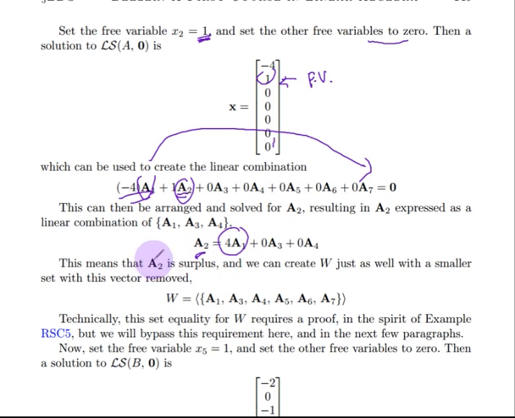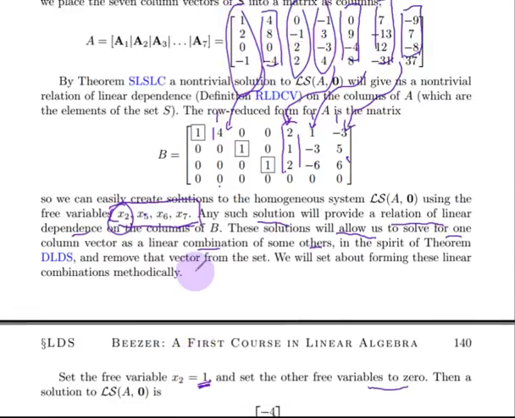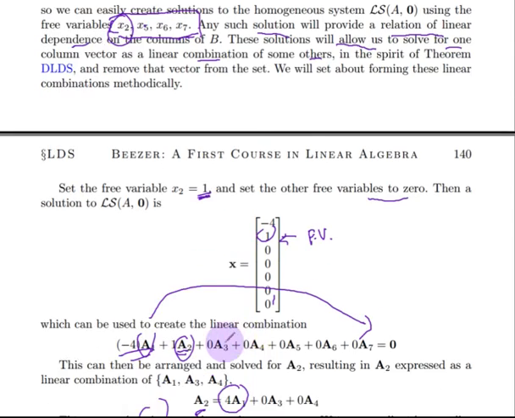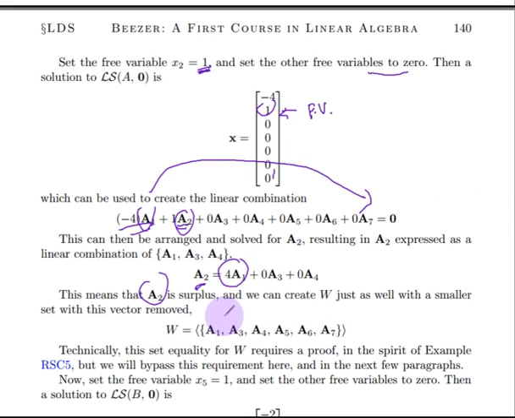A2 is a linear combination of the others. That means A2 is surplus. We can remove it from the linear combination. And so you can see here that we've now removed A2. A2 is gone.